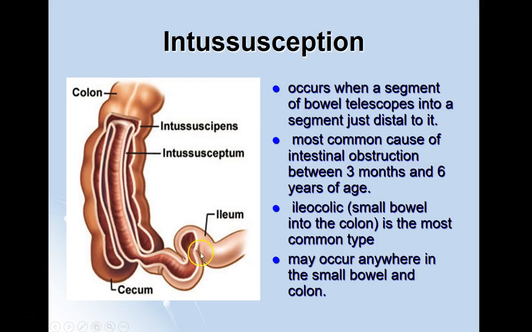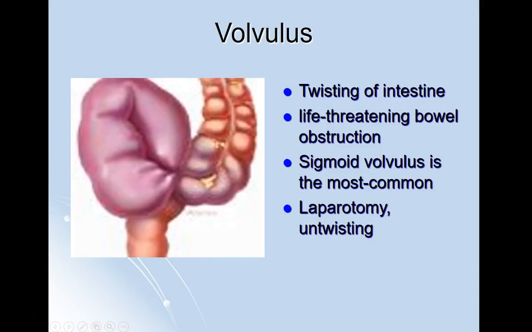And here again is just a diagram depicting that telescoping, where one piece of intestine goes into the other. And this is again the most common type of obstruction in young peds between 3 months and 6 years of age. And usually the most common type of intussusception that we see is when the ileum telescopes into the cecum. But it can occur anywhere in the small intestine or colon.